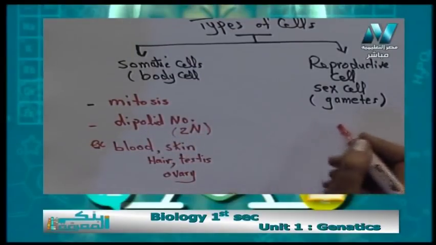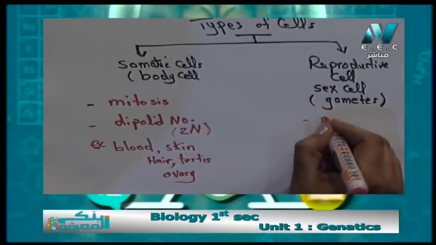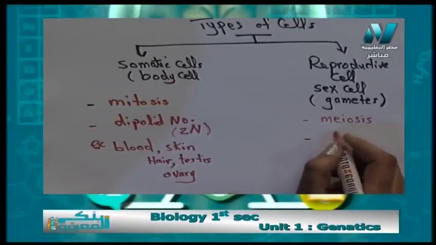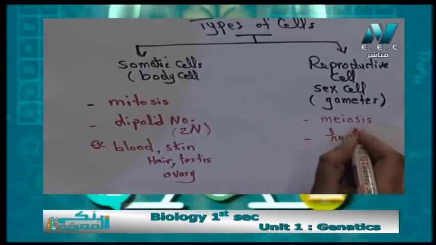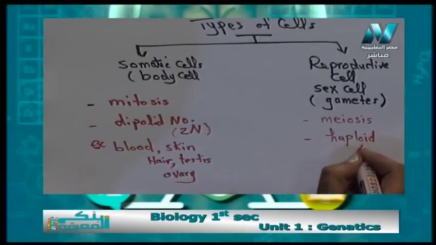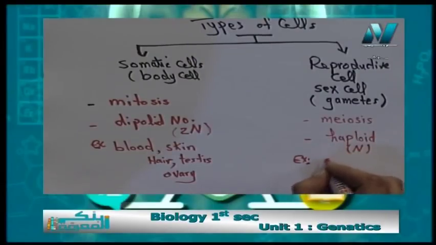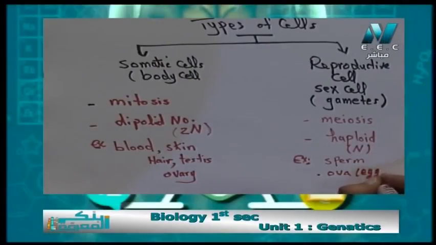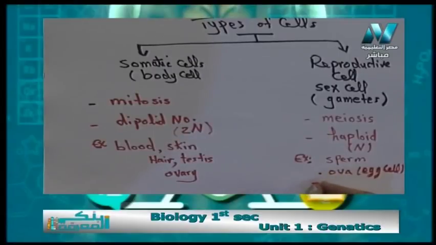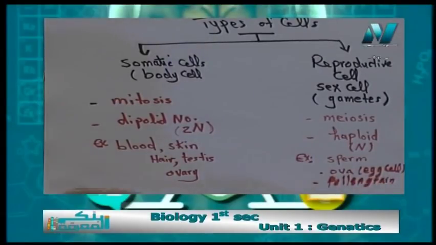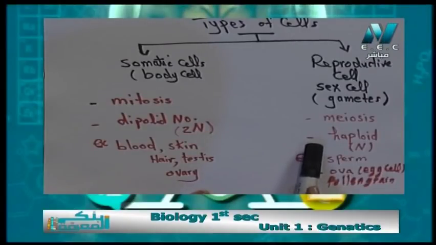What about reproductive cells or gametes? Gametes are produced by meiosis. The number of chromosomes is the haploid number. Haploid means half number, n. Examples of sex cells: sperm, ova or egg cell, pollen grain in plants. The question here: why does the gamete contain half number, or haploid number, of the chromosomes?